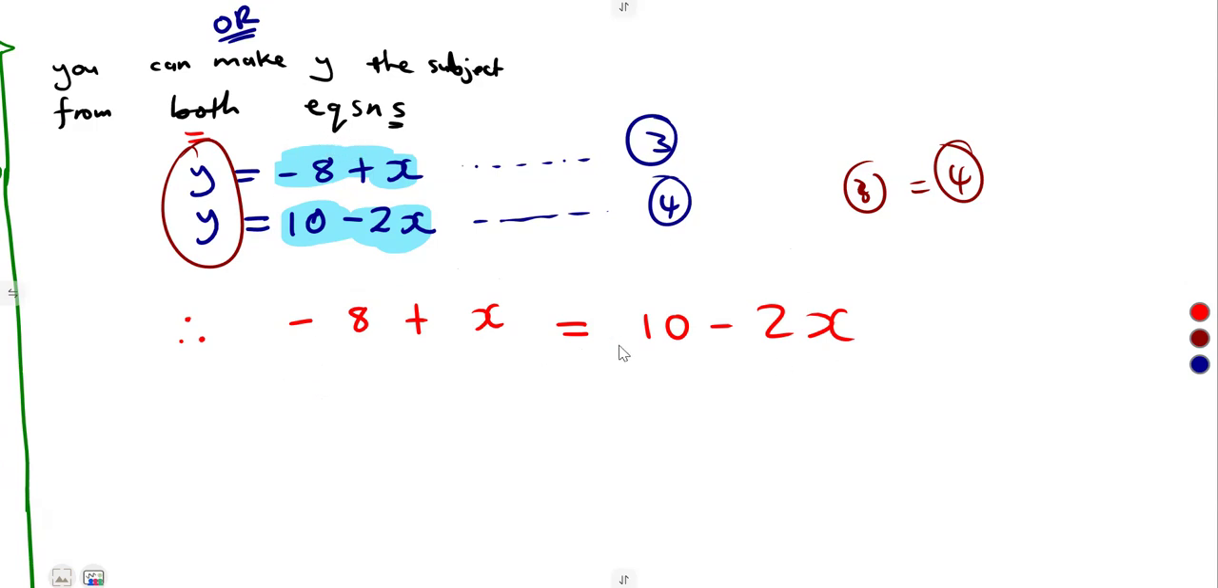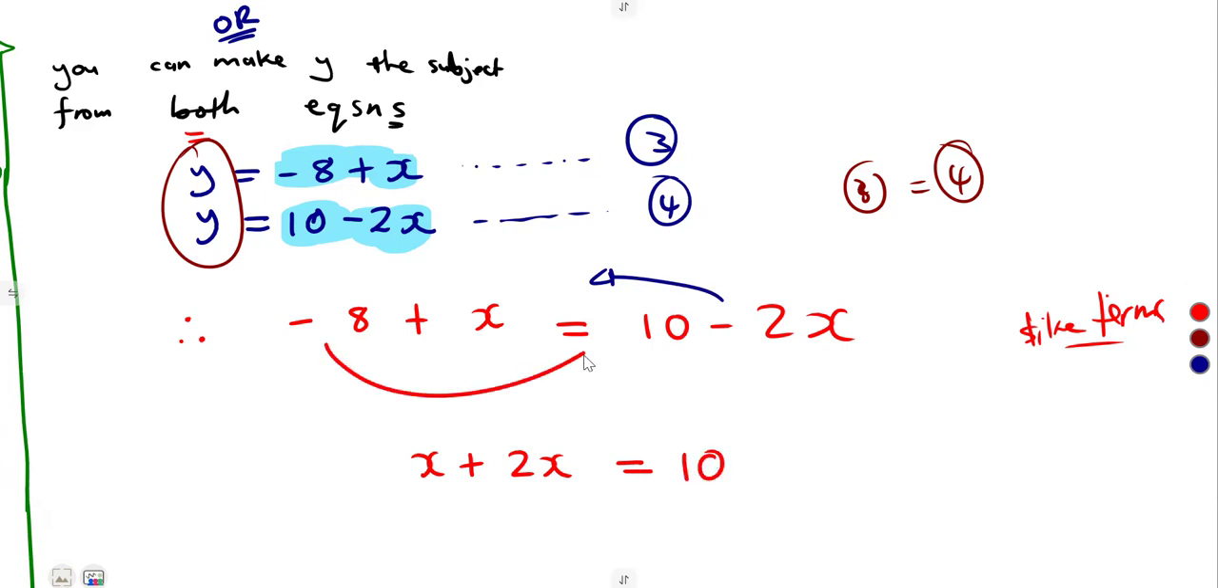So you solve for x because, as you can see, it's only x that we have. We are back to the issue of like terms. Minus x to the left-hand side is going to be positive, and minus 2x is going to be positive, so it's x plus 2x. The moment it jumps, it changes the sign. Equal to 10 on the right-hand side. Taking the minus 8 to the other side is going to be positive; it changes the sign.